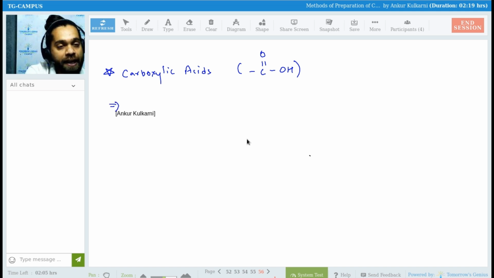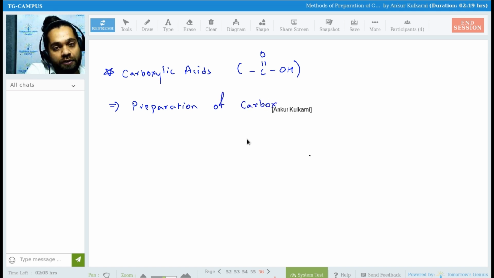Give the heading: preparation of carboxylic acids.